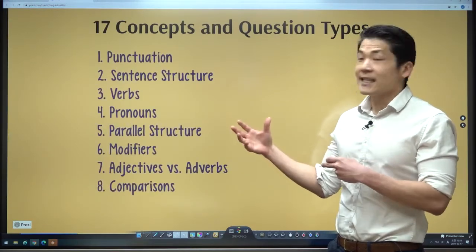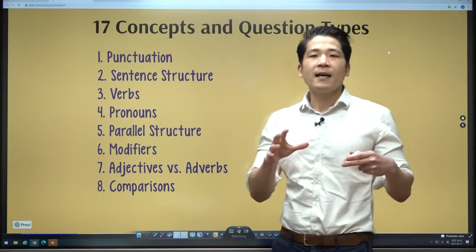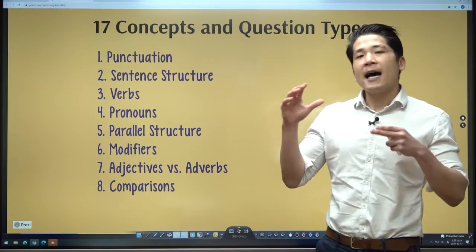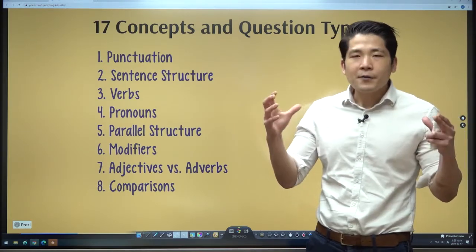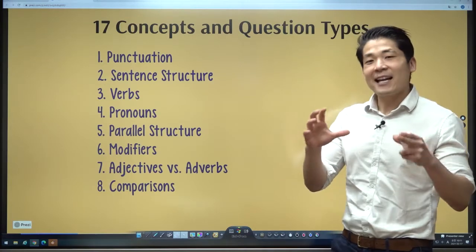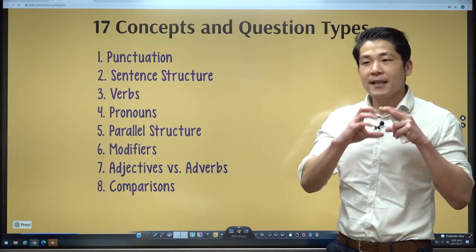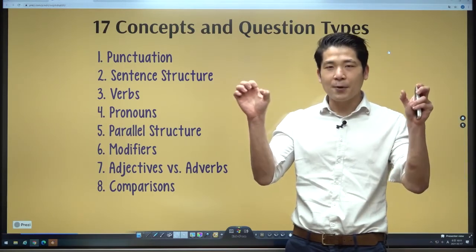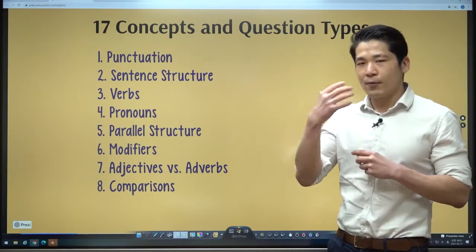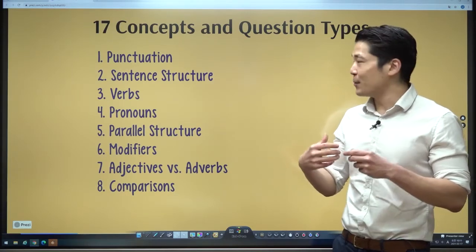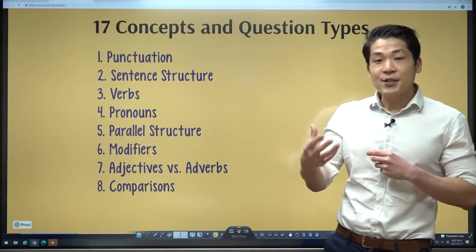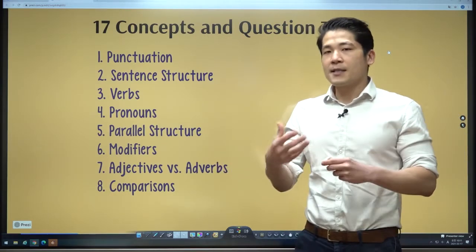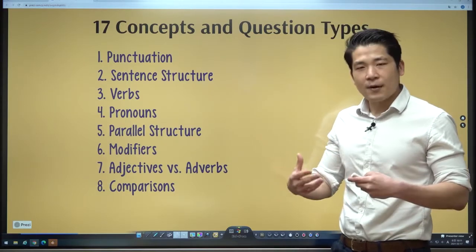You'll apply your knowledge when you see questions on the test. For the 17 concepts and question types for the ACT, I broke down over 100 actual ACT exams and categorized the questions into 17 types. There are two major categories of questions. The first are called grammar questions. Grammar could include punctuation, as well as sentence structure, like complete sentences, incomplete sentences, run-on sentences, as well as verbs, pronouns, etc.